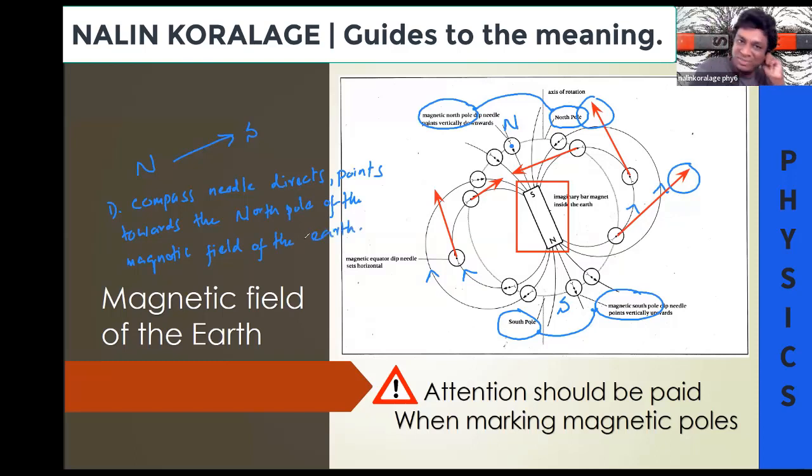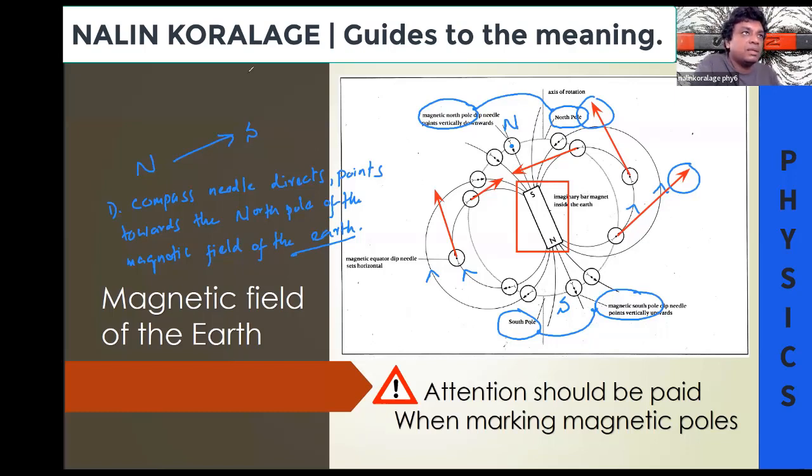Very, very important. We are talking about the magnetic field of the Earth, and that's the most important fact. So the compass needle, or the direction of the compass, is going to be towards the north pole of the magnetic field of the Earth. That's the one you have to remember, and it will automatically remind you that the compass is always directed away from the south pole of the magnetic field of the Earth.